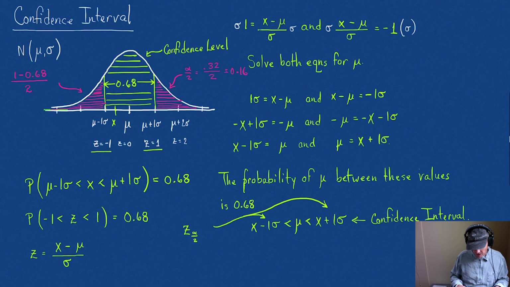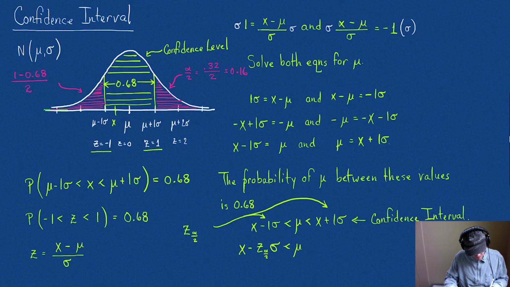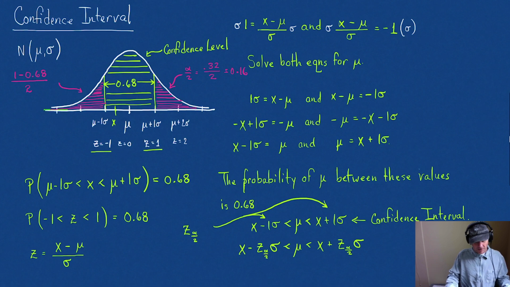And so that leads me to a little bit more formalizing. We're not done, but we're going to do some steps along the way. The first step is that our confidence interval is normally written as x minus z alpha over 2 times sigma less than mu less than x plus z alpha over 2 times sigma. We're actually going to be making two more changes as we develop this idea, but that's where I wanted to start today.